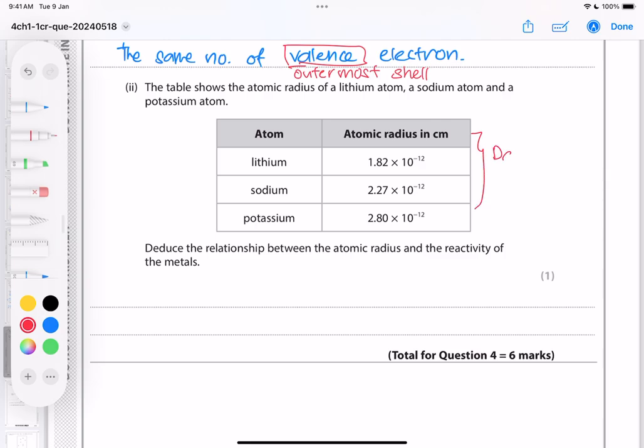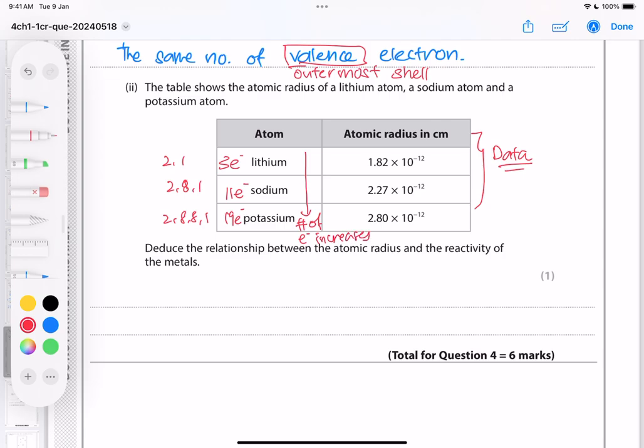Okay, so with the data, you need to learn how to use and read the pattern. So we have got 3 electrons, 2 1, 2 8 1, and then 2 8 8 1. So 11 electrons and 19 electrons. As you go down, the number of electrons increases.